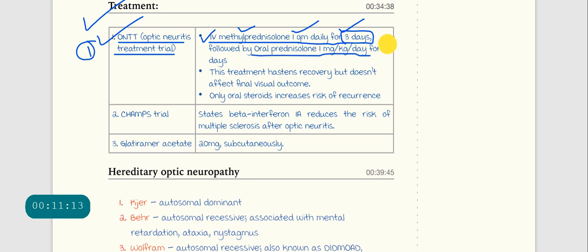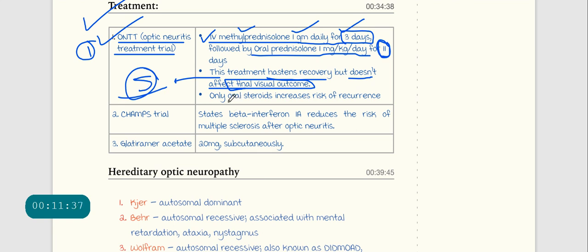Now this treatment hastens recovery but does not affect visual outcomes. So it is only a symptomatic treatment, not a permanent treatment. Only oral steroids increase the risk of recurrence. So if you use oral steroids alone, without the IV methylprednisolone, there is a risk of recurrence.